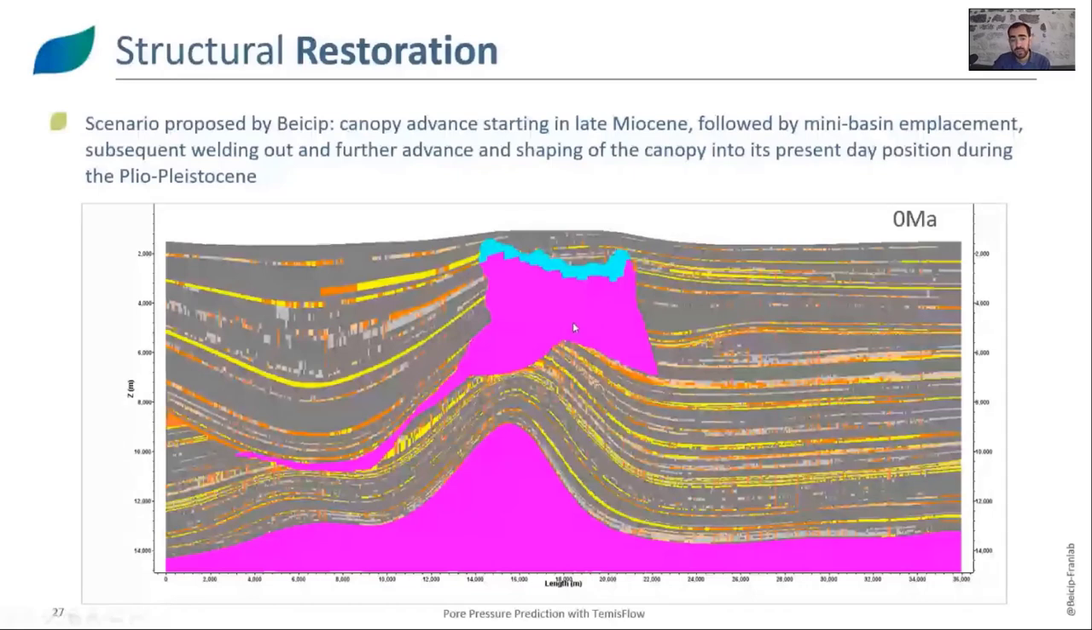So here you see the very high shale content. And here the facies definition was done with V-shale cutoffs that allowed us to describe the presence of sand and shale, whose properties were just defined by the default library available within TemisFlow.